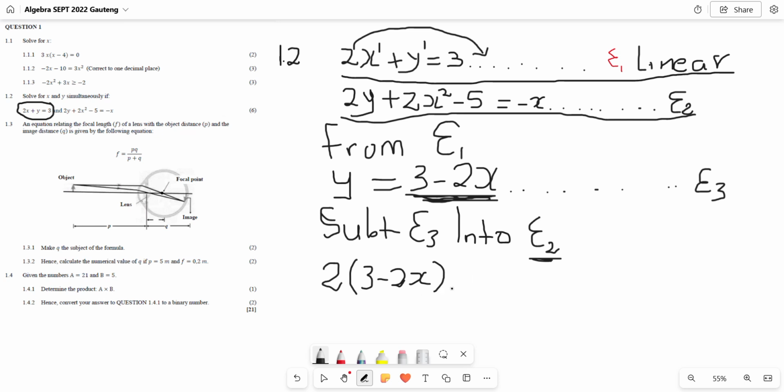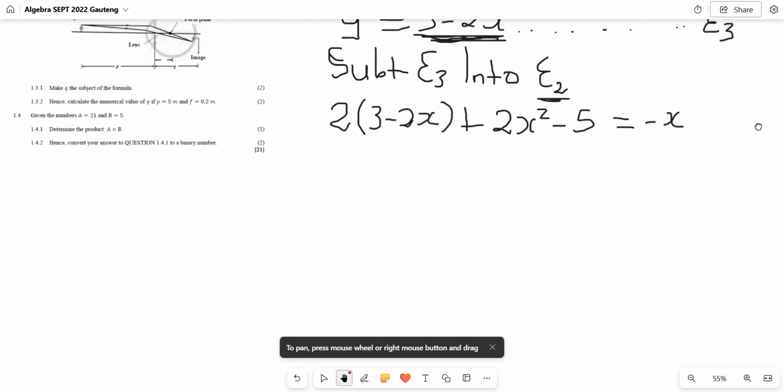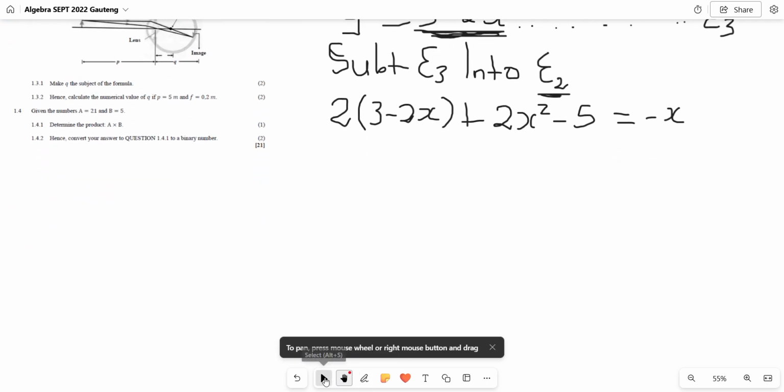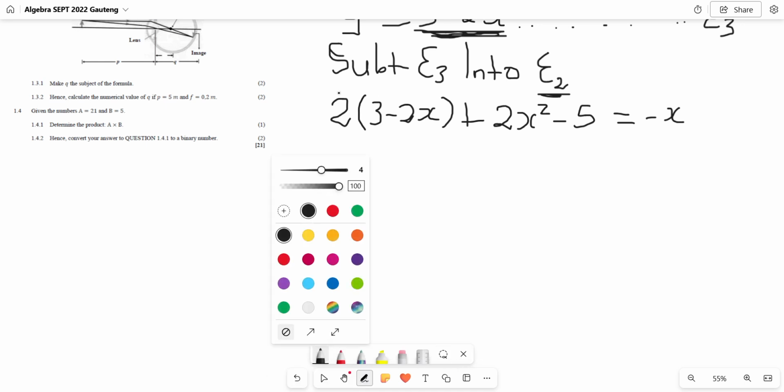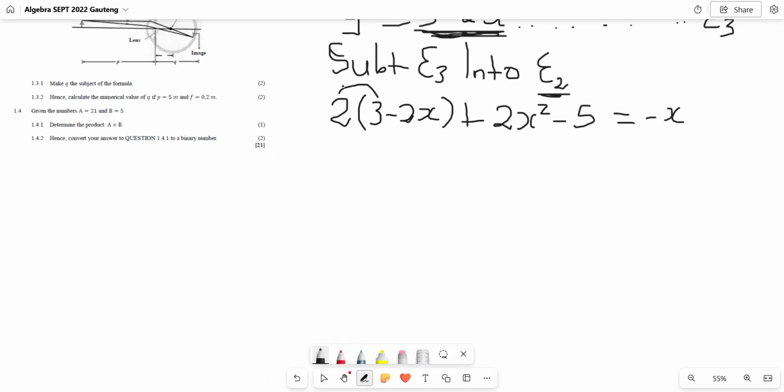Then we proceed with the same equation. After 2y, what do we have? We have positive 2x square, minus 5, that is equal to negative x. Now we need to simplify. We need to simplify here by taking care of the bracket.